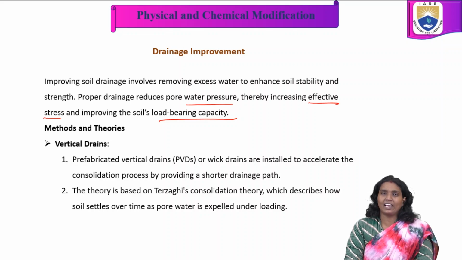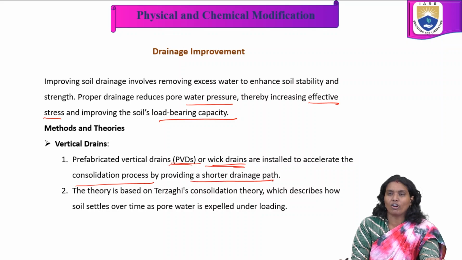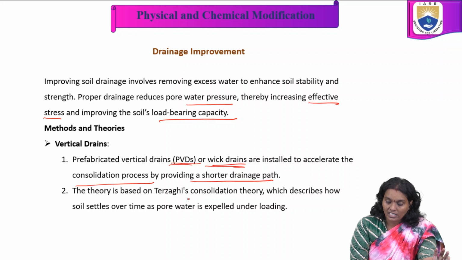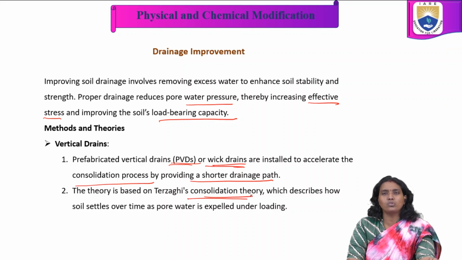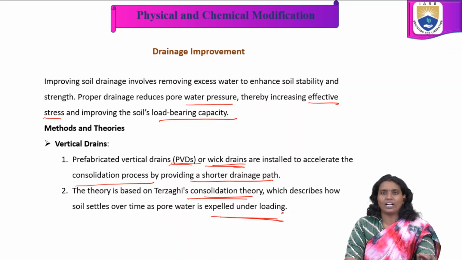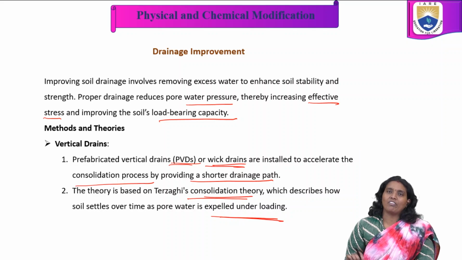In these vertical drains, prefabricated vertical drains, PVDs or wick drains, are installed to accelerate the consolidation process by providing a shorter drainage path. The theory is based on the consolidation theory, which describes how soil settles over time as pore water is expelled under loading. So we have to understand how the soil is going to settle over time as pore water is expelled under the loading conditions.